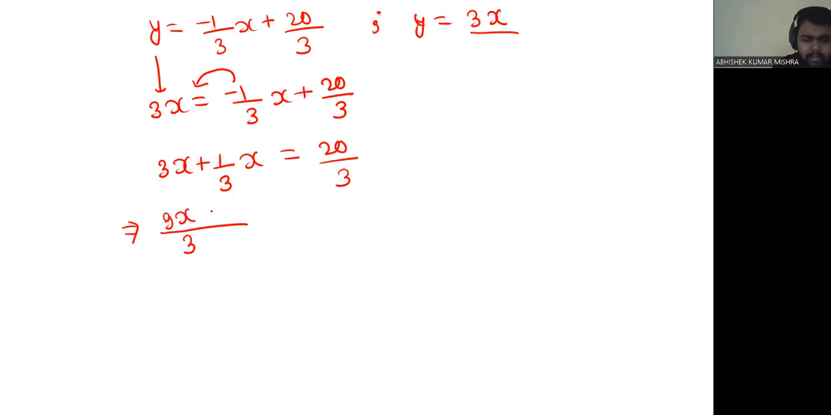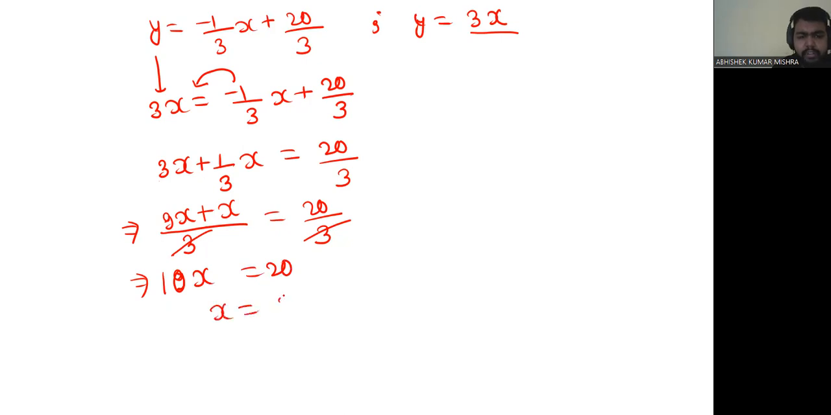If you solve, you get the same answer plus x, and you are going to get 20 upon 3. So here you can cancel these 3 and 3. When this 3 goes to this side, they would be cancelled, the denominator is the same, so that would be cancelled. So here 9x plus x is going to make 10x. 10x is equal to 20. So x would be equal to 20 upon 10. So the value of your x is 2.